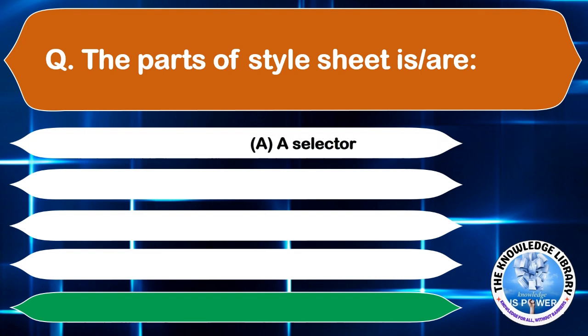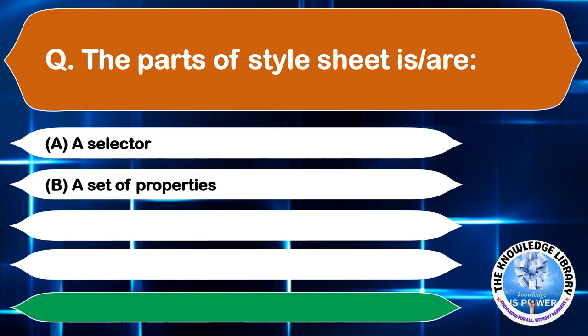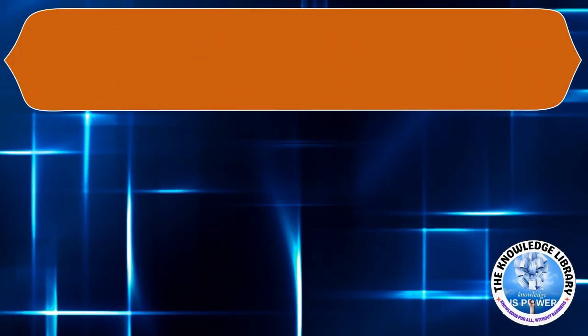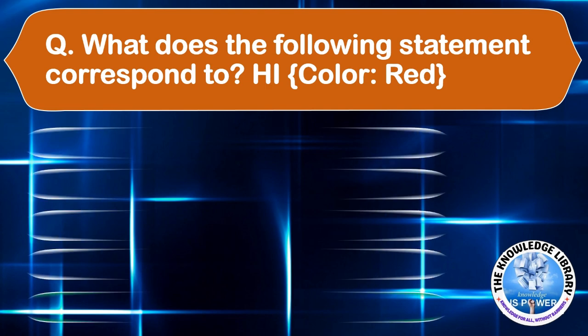The next question is, the parts of style sheet are option A, a selector. Option B, a set of properties. Option C, both A and B. Option D, none of these. The correct answer is option C, both A and B.